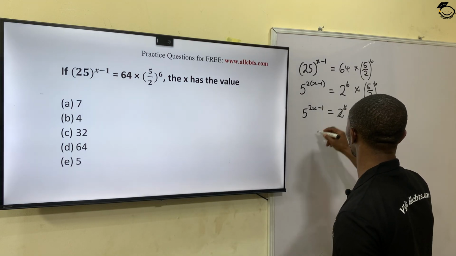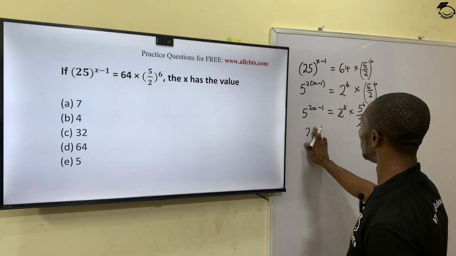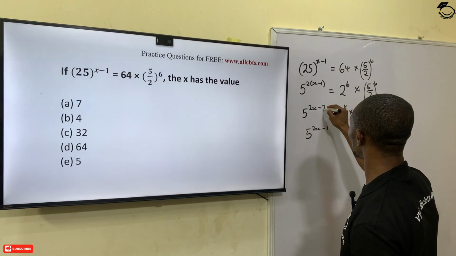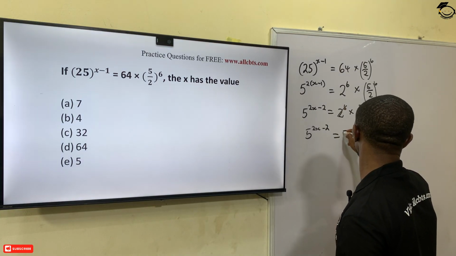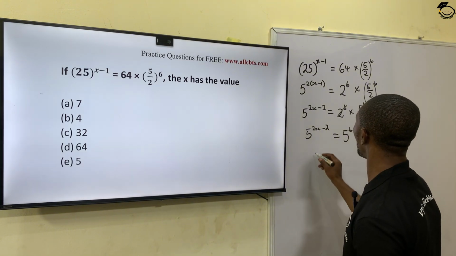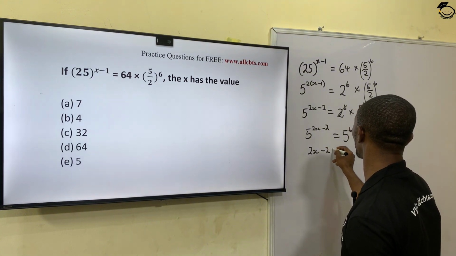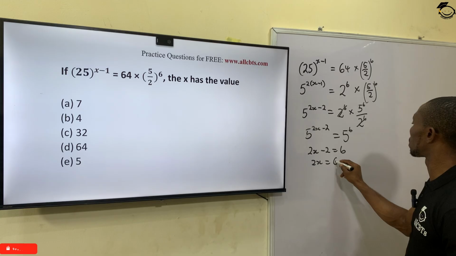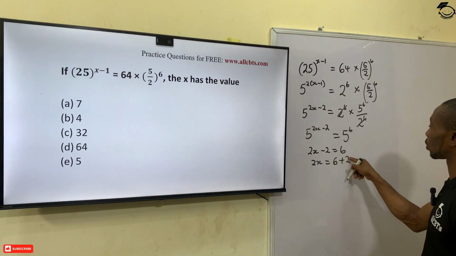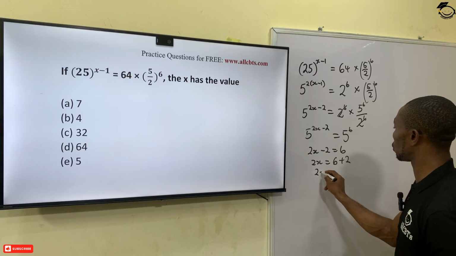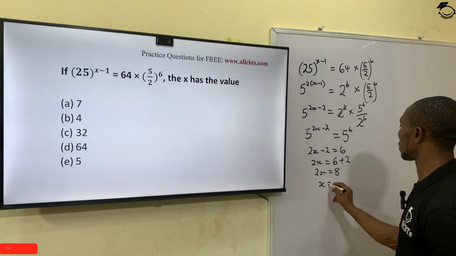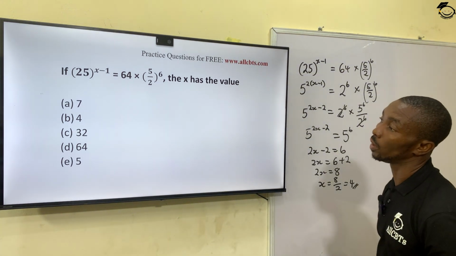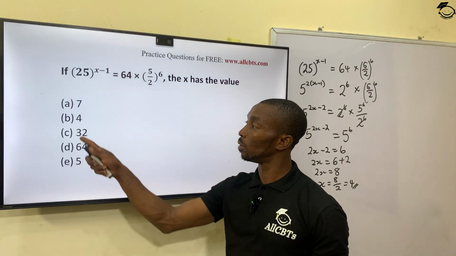So this cancels this, leaving us with 5 raised to the power 2x minus 2, sorry, this should be minus 2, equals 5 raised to the power 6. Equating our bases, we have 2x minus 2 equals 6. So 2x equals 6 plus 2, negative crossing over becomes positive. So this gives us 2x equals 8. So x equals 8 over 2, which gives us 4. So the value of our x would be 4, which is our option B.